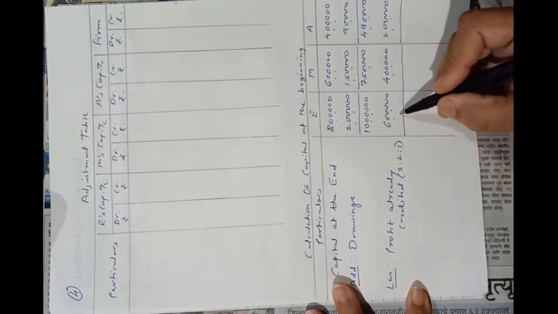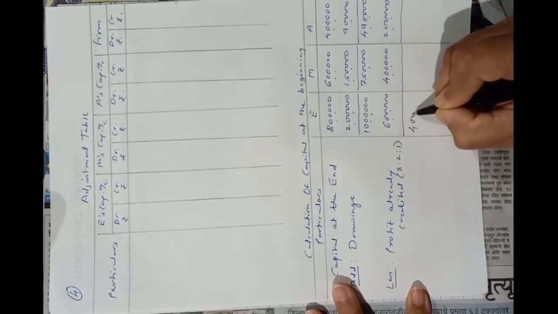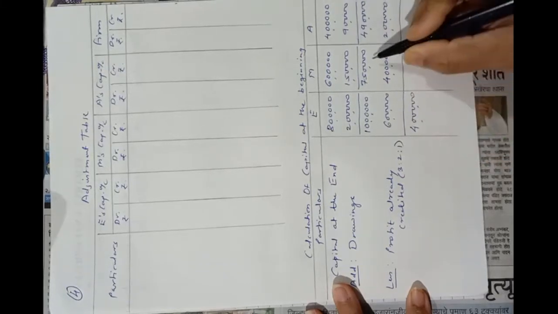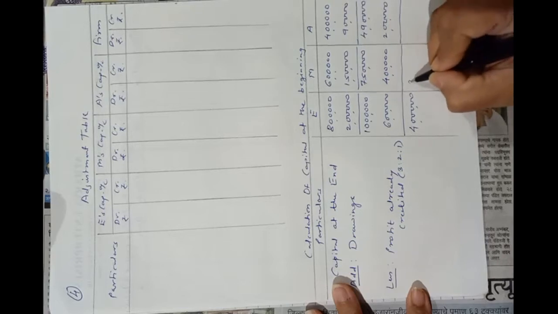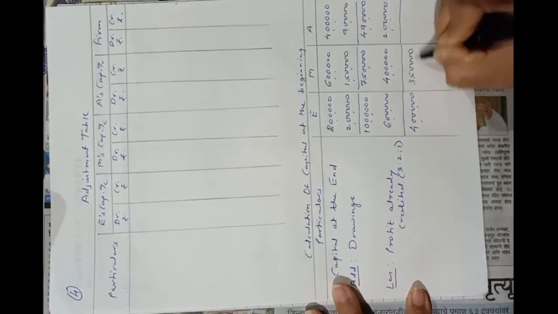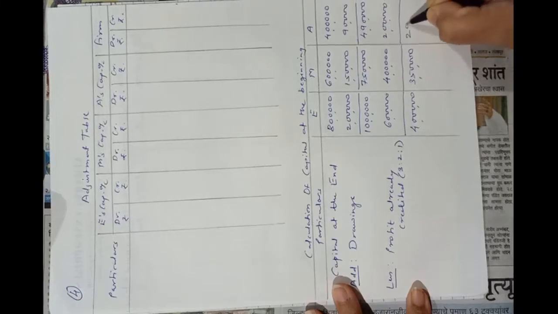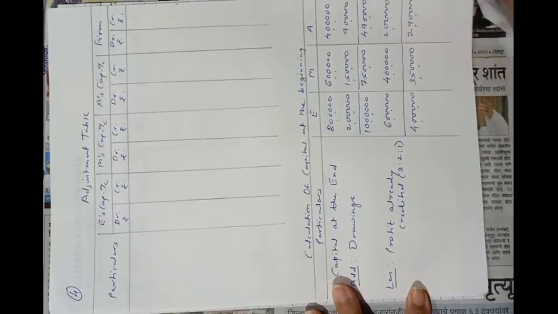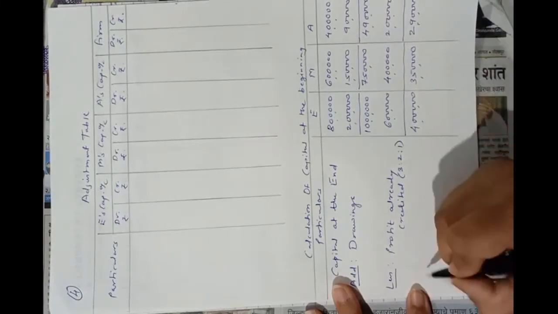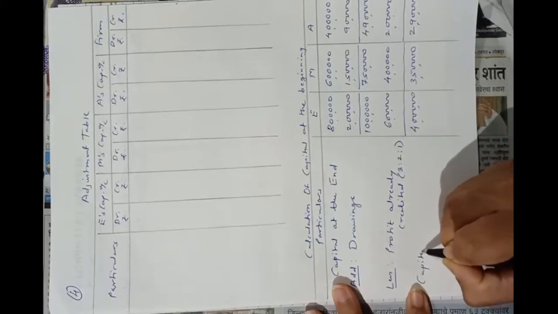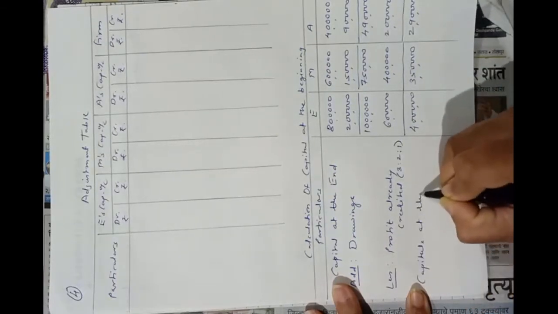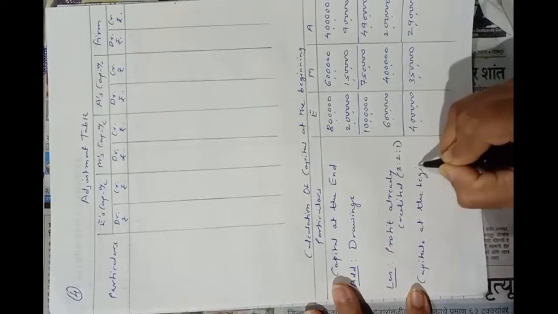So 10 lakhs minus 6 lakhs, 4 lakhs. 750 minus 4, 3 lakhs 50,000. And 490 minus 2 lakhs, 2 lakhs 90,000. These are capitals at the beginning. We have already studied how to calculate capital at the beginning.